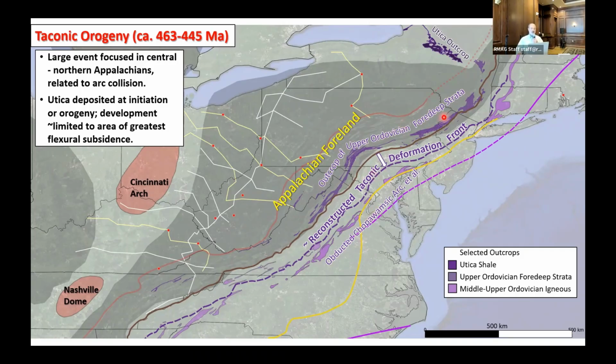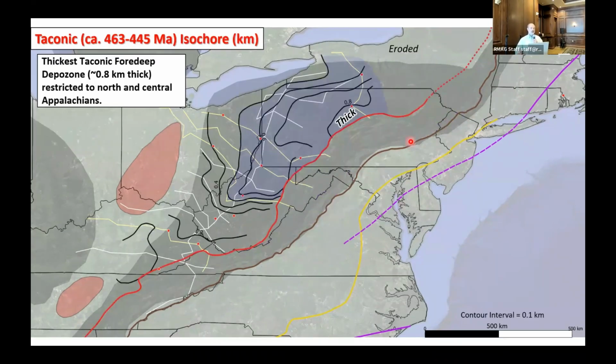What we're going to do is look at the resulting isochore of the fill in the foreland. It's really hard back in the fold belt. A lot of this stuff's not preserved, but we do have it out here clear of the last deformation front in the Valley and Ridge. And you see that we've got up to about 0.8 kilometers of Taconic foreland deposits preserved here. Of course, that's thinning up towards the hinge of the forebulge, but it's also thinning to the south.